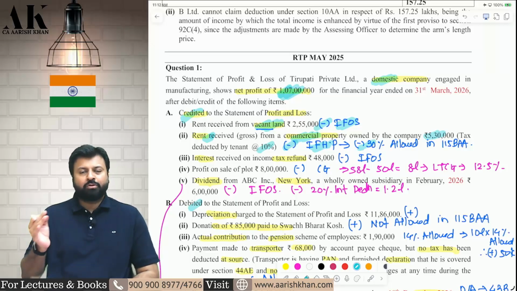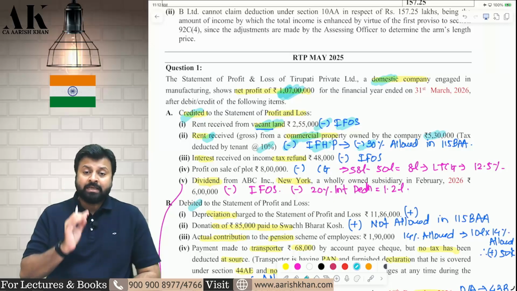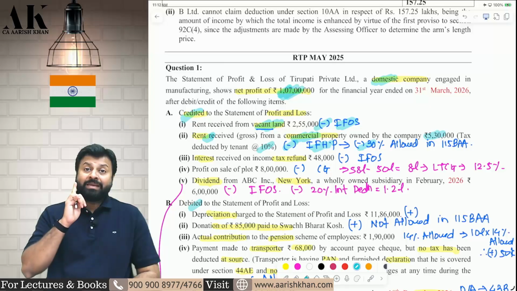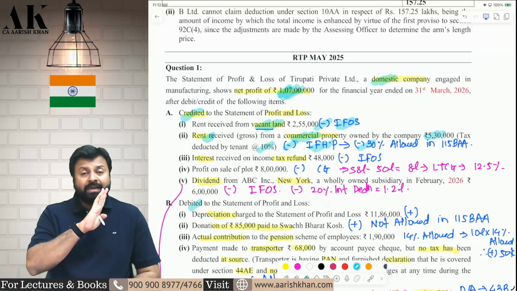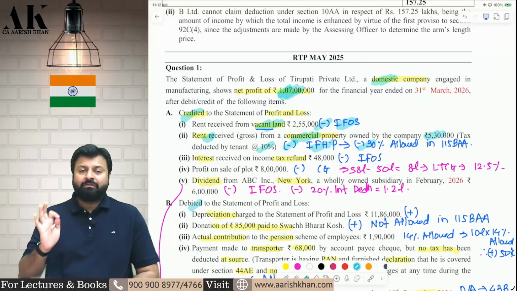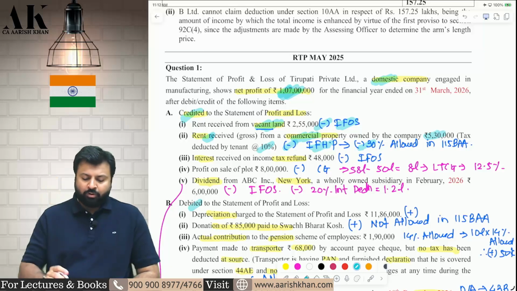Now the question will come to some of your minds whether we get the 30% standard deduction in 115BAA. The answer is yes. In 115BAA, 30% standard deduction is allowed. In 115BAB, it is not allowed. In 115BAB, the rent is directly taxable. But in 115BAA, you get the standard deduction and municipal tax also. I hope it is clear to all of you.